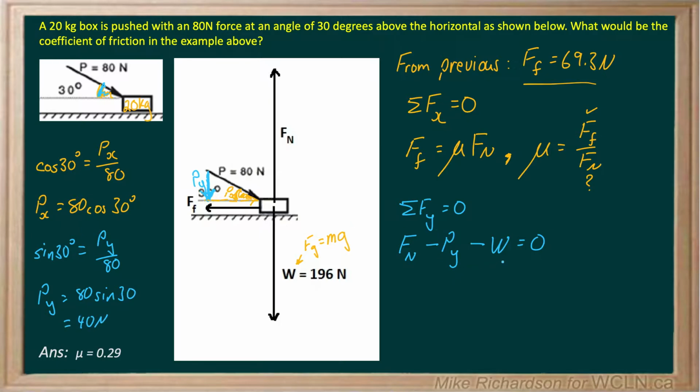So we know Py, we know W, we know everything. We can solve for Fn. When I bring all of this stuff over to the right-hand side, Fn will be equal to W plus Py, which makes sense. It's got to be bigger because there's a bit of extra squeeze. There's a 40 Newton extra on the squeeze. So we end up getting a normal force of 236 newtons. And now I can finish my question.